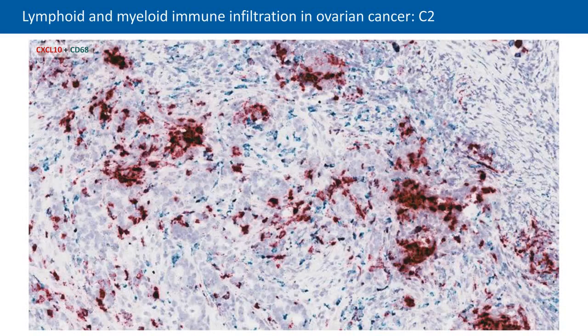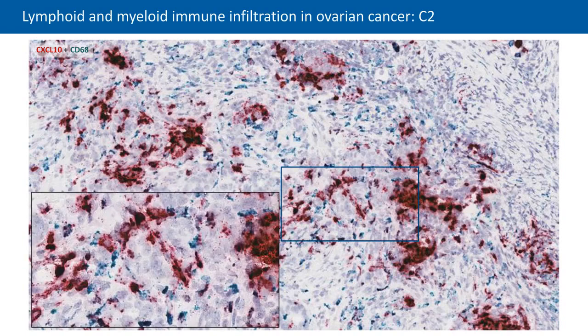The 3rd serial section was probed for CD68 in green and chemokine CXCL10 in red, with double positives that could be indicative of M1-like macrophages. If we look at this higher magnification for the selected area over here, you can see that there is a high degree of myeloid immune cells shown as the double positives.